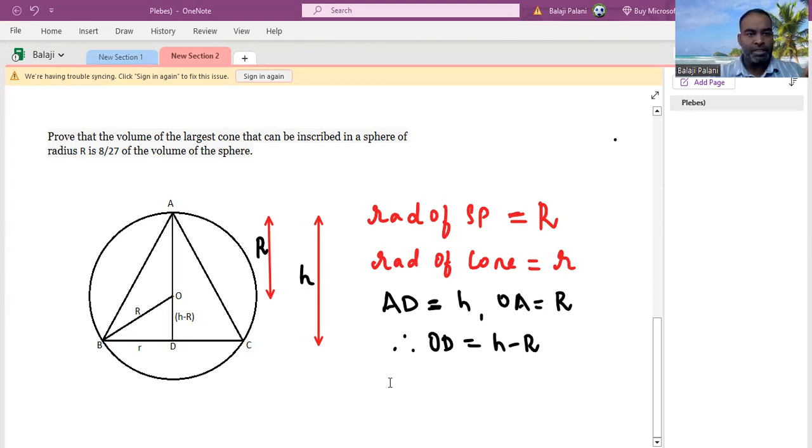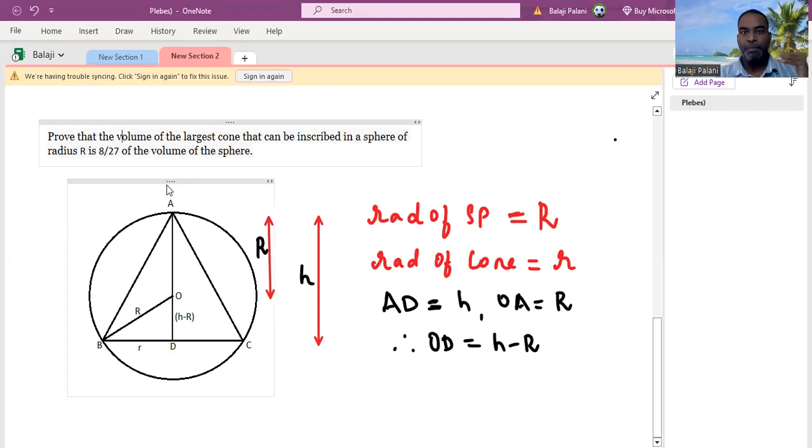See, the question is not even 2 lines, but there is so much information hidden in it, and this is a very big question to be solved. So what are we supposed to prove? The keywords here: prove the volume of the largest cone, so we have to prove it is maximum, that can be inscribed in a sphere of radius capital R. What does that mean? Capital R is fixed. R will take some numerical value, so it is not going to change.